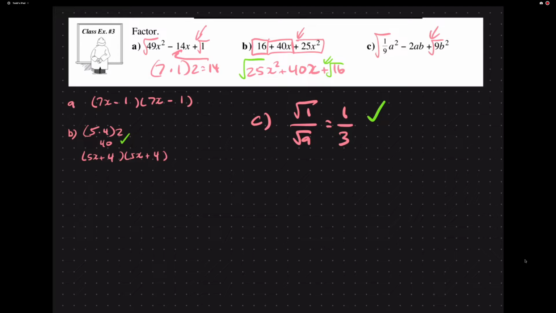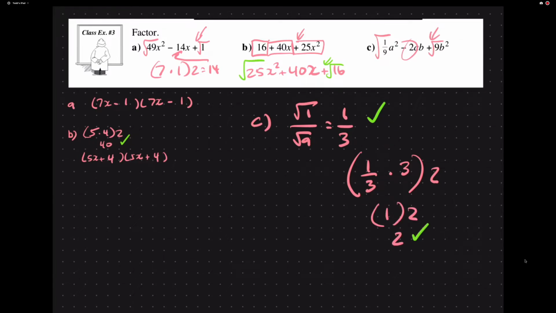rules so far. But let's see, if I multiply 1 over 3 times the square root of c, which was going to be 3, and then double that, will that equal what we have in the middle, which is 2? So 1 over 3 times 3 is actually 1, and 1 times 2 is 2, so yeah, it's real.